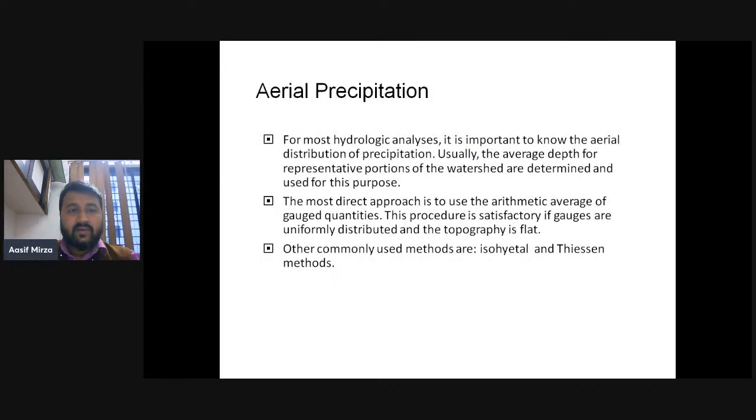Now the next is the areal precipitation. For most hydrologic analysis, it is important to know the areal distribution of precipitation. Usually the average depth for representative portions of the watershed is determined and used for this purpose. The most direct approach is to use the arithmetic average of the gauge quantities. The procedure is satisfactory if gauges are uniformly distributed and topography is flat. Other commonly used methods are the Isohyetal and Thiessen methods. So areal precipitation has another method, like the Isohyetal method.